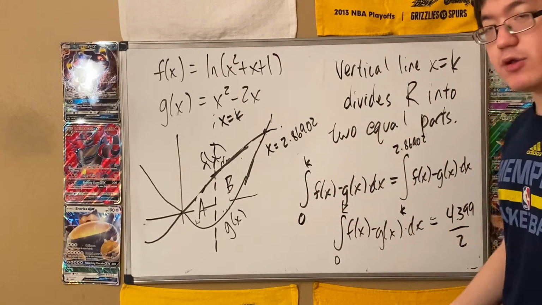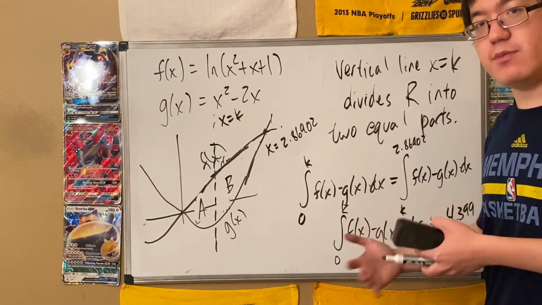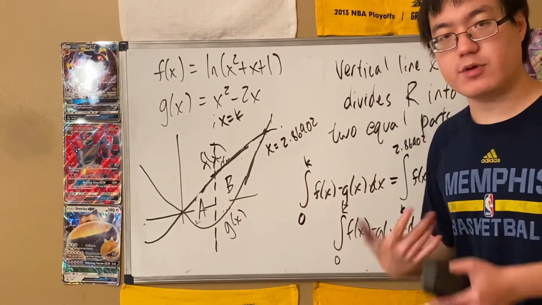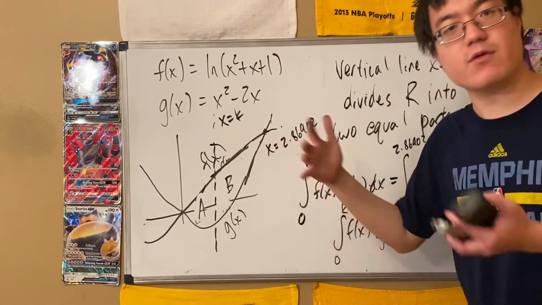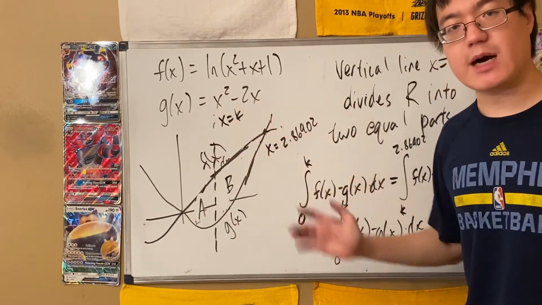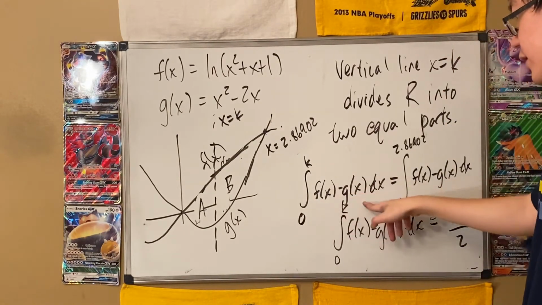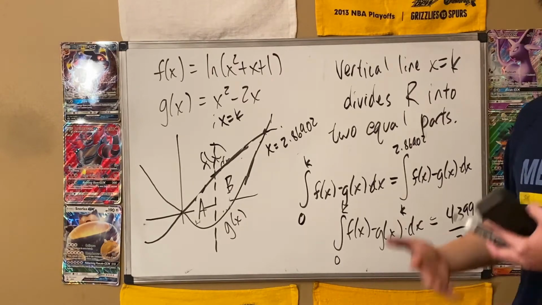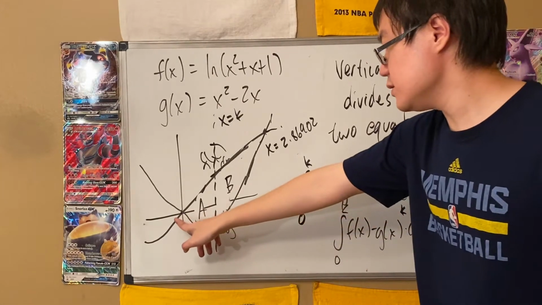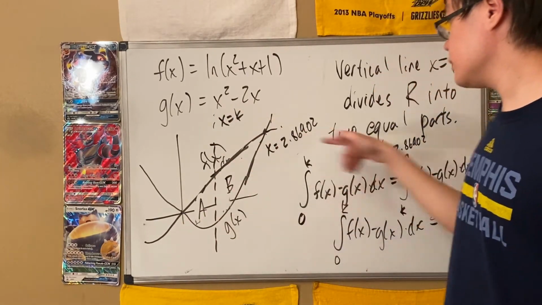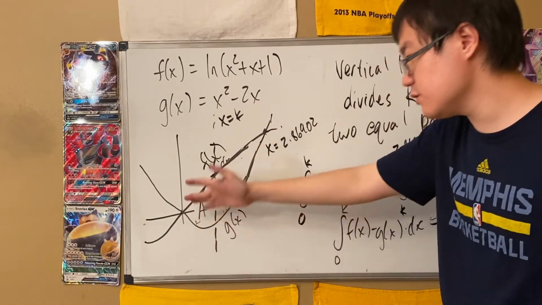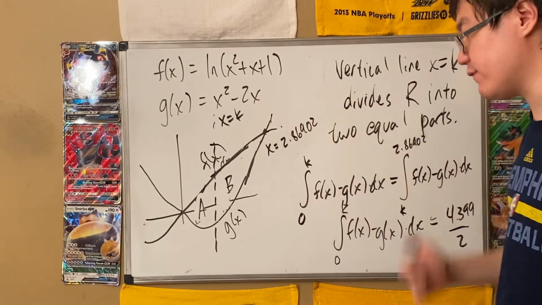Notice that no matter how you write it, f minus g is going to be the integrand, because no matter what part of the region you're doing, the left half, the right half, or the entire region, f is the top and g is the bottom. So it's going to be f minus g. The things that are going to change are the x coordinates, because those are the things that are changing within the region. So it's going to be 0 to k, and then k to 2.86902. So again, the first half of the region equals the second half of the region.